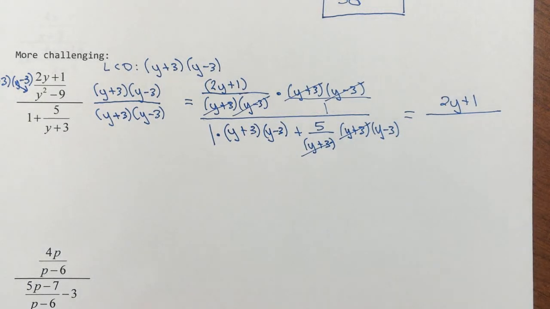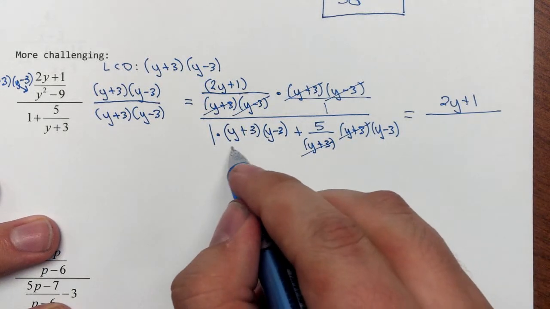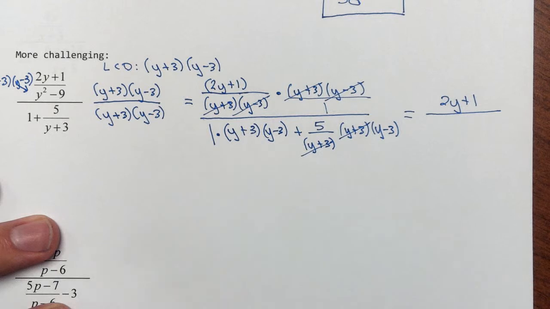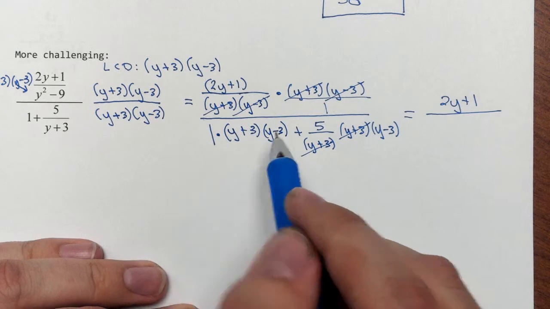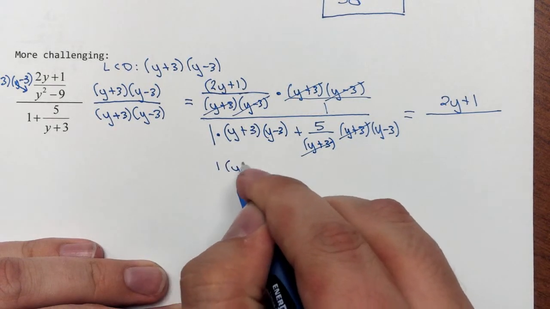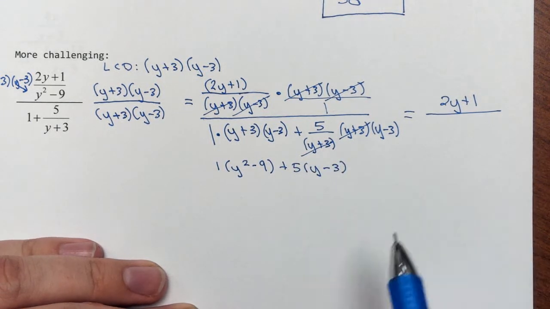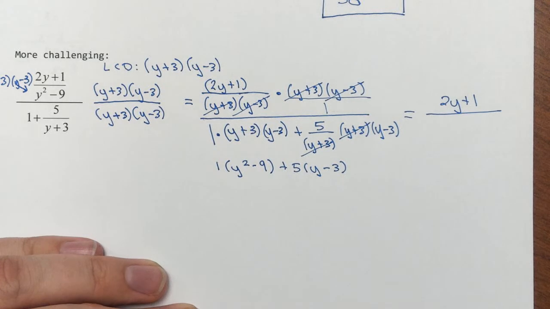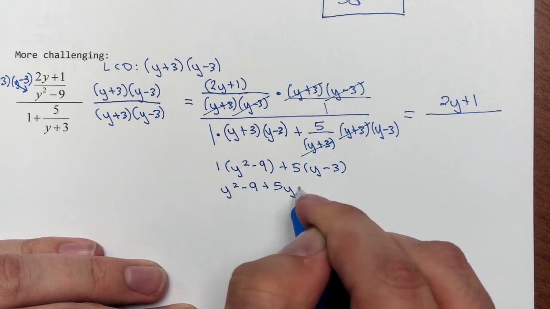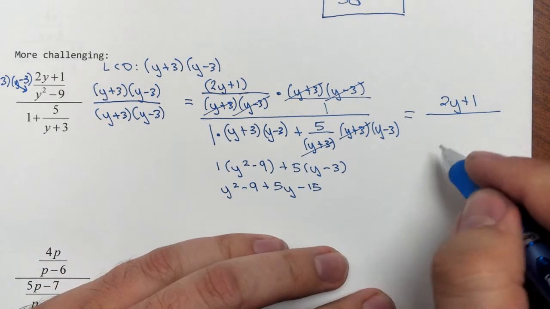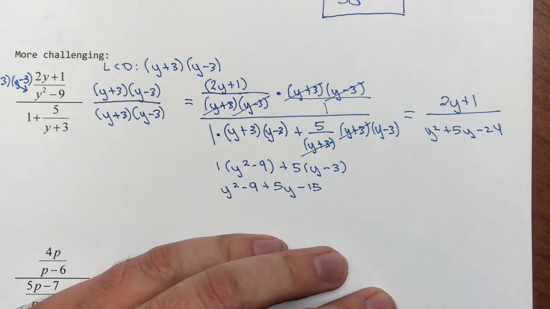All right, so then what am I left with? This is 1 times y plus 3 times y minus 3, which we know already is, pause for a second. What I'm going to do here now is multiply this out. So this is 1 times y plus 3 times y minus 3, or 1 times y squared minus 9. Down here, I have 5 times y minus 3. I need to multiply this out, and then I'm going to look to factor it. If I multiply this out, I will have y squared minus 9 plus 5y minus 15. If I combine those, what I get is y squared plus 5y minus 24.